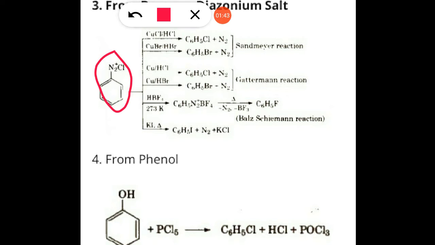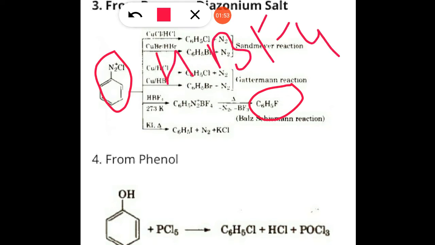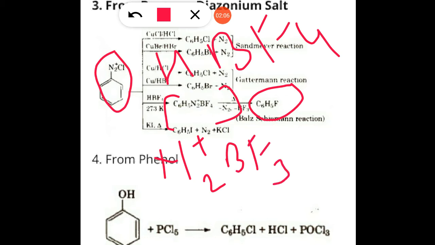Now, fluorobenzene cannot be prepared by Sandmeyer and Gattermann. It is prepared from HBF4. This HBF4, fluoroboric acid, reacts with diazonium salt to form an addition product, that is the formation of N2 plus boron trifluoride with F. I am just separating BF4, writing BF3 and F with a negative sign.